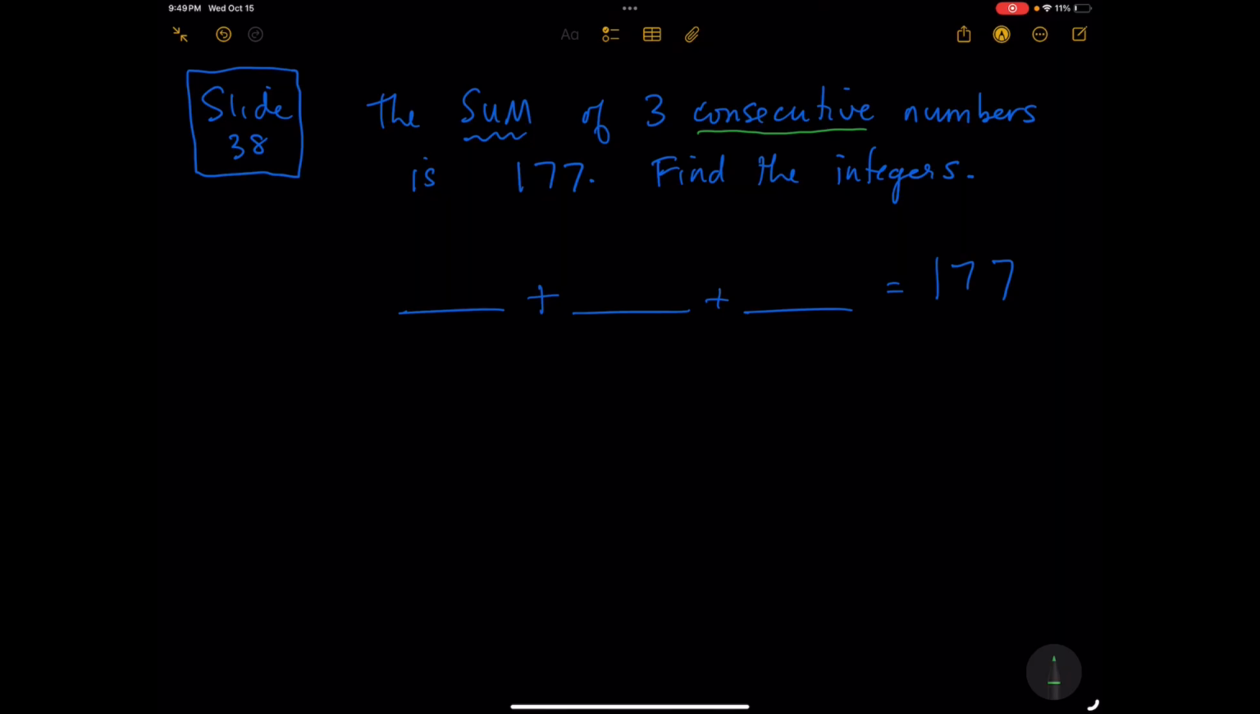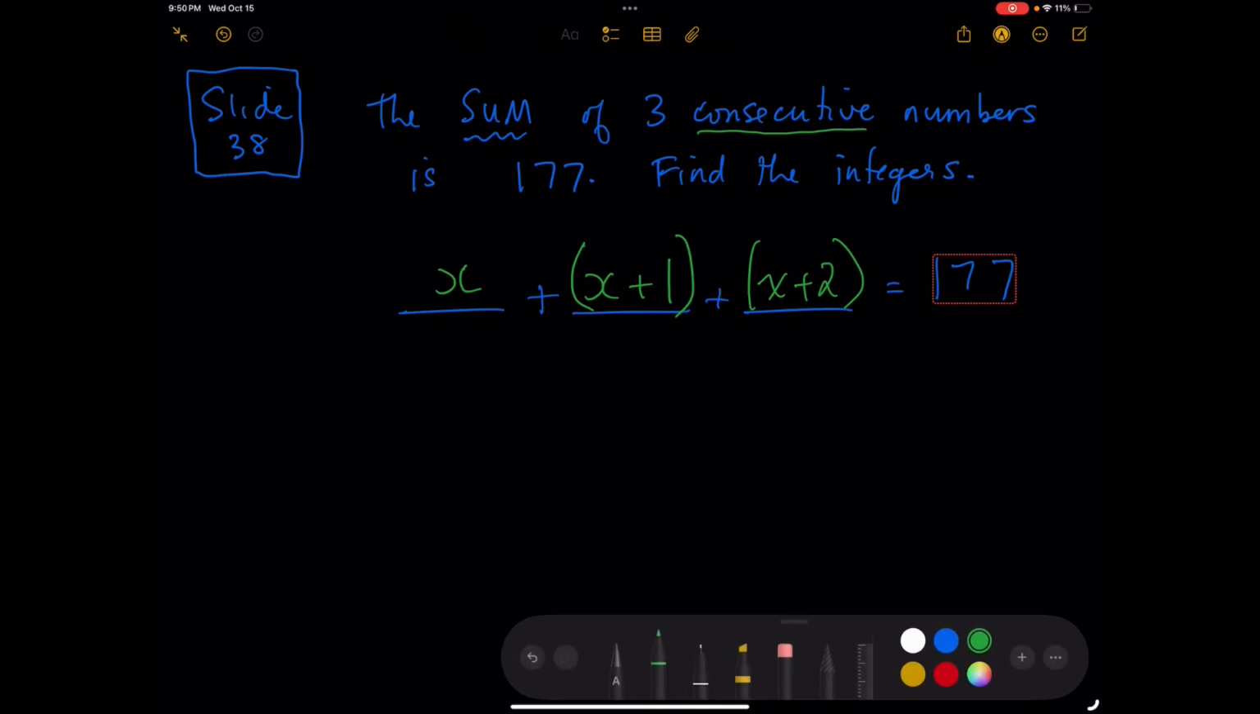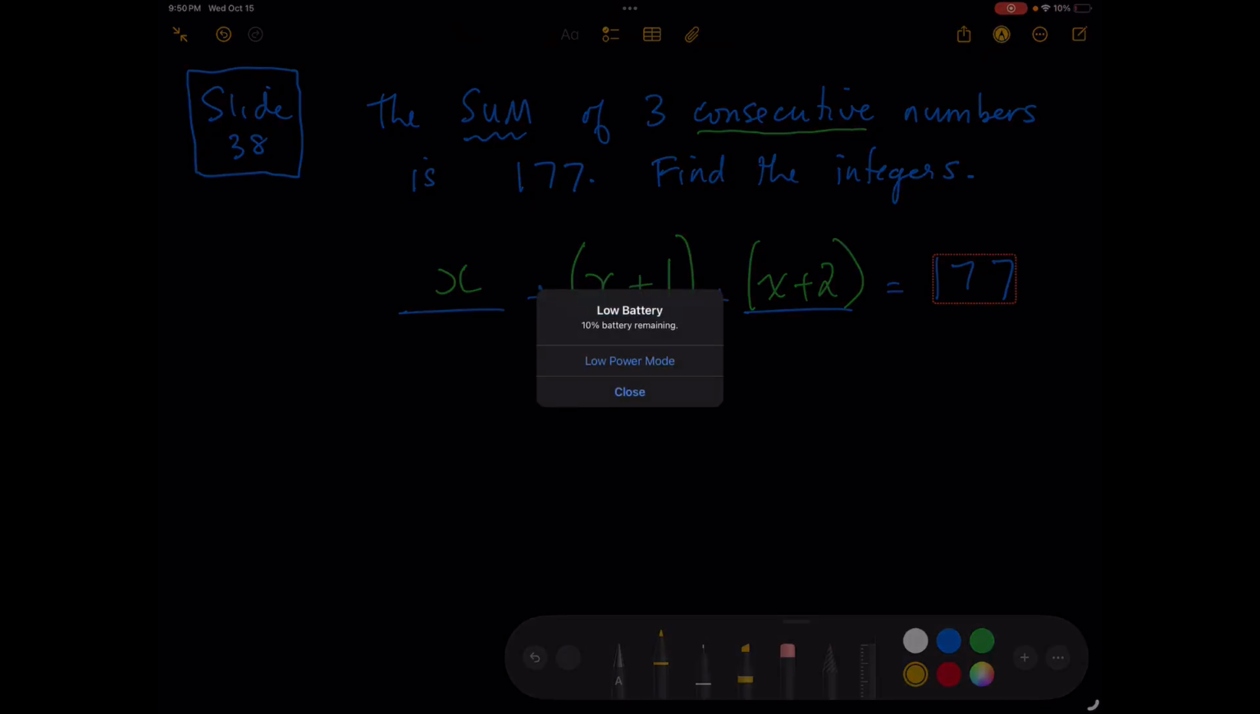Consecutive means in a row. So if this number is x, then the one that's right after it would be x plus 1. And the one after that one would be x plus 1 plus 1. I'm going to write it as x plus 2. This is how we can write 3 consecutive numbers.